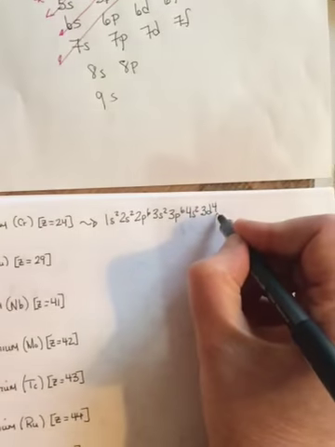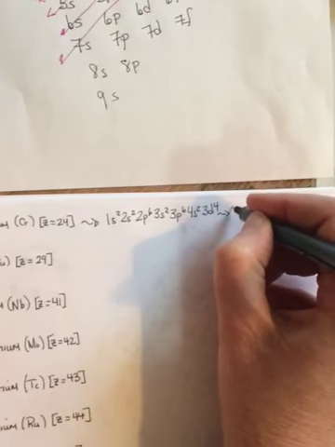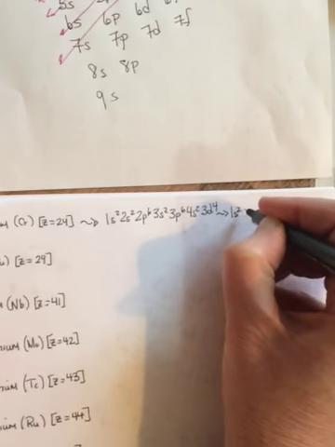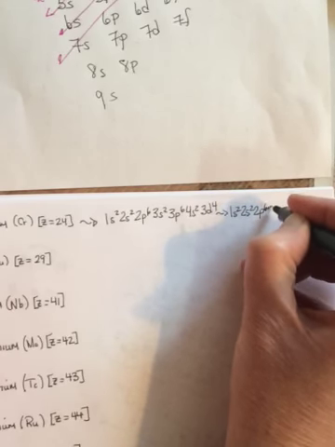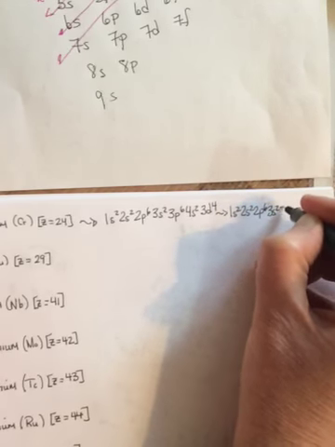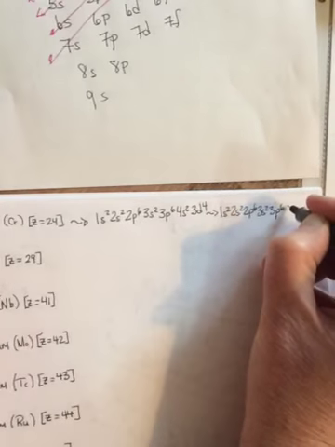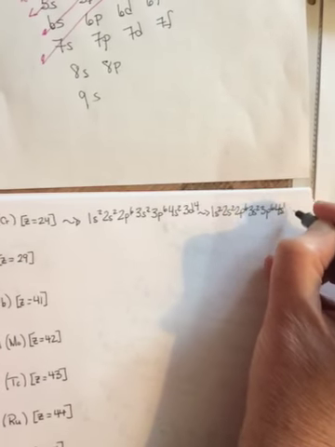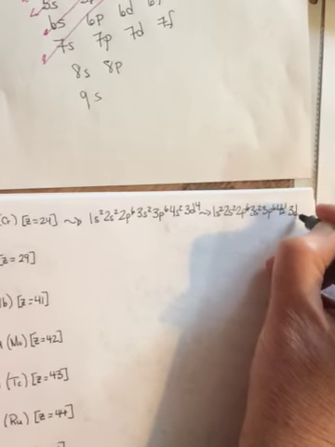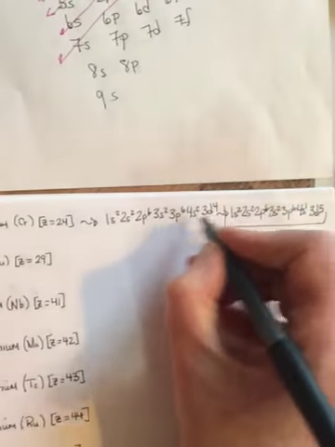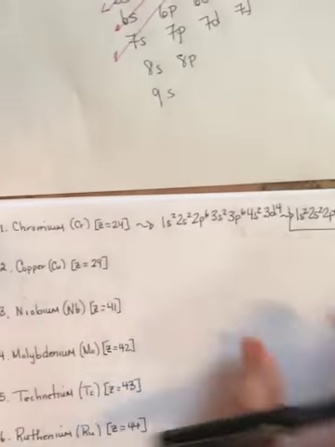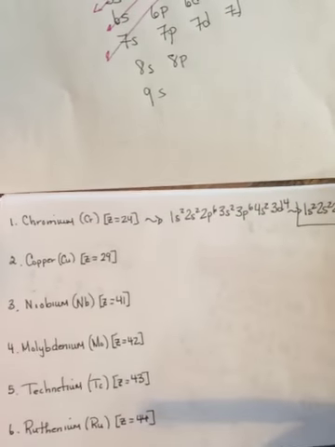But 3d4 is not as stable as 3d5, so it becomes 1s2, 2s2, 2p6, 3s2, 3p6, 4s1, 3d5. So this is what it really is, okay?